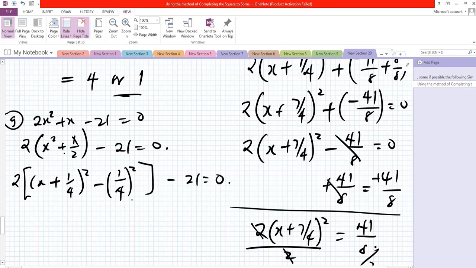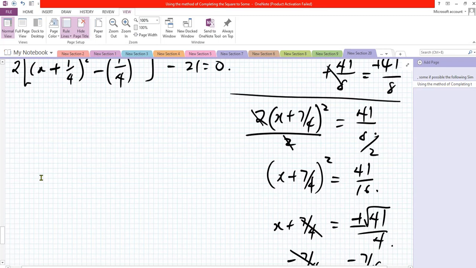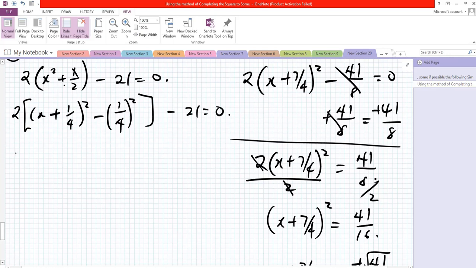So this is a complete square now. What I'll do next is I'll open up this complete square. So I'll say 2 into x plus 1 over 4 all squared minus, this is 1 over 16, multiplying by 2 it will give me 1 over 8, minus 21 equal to 0.